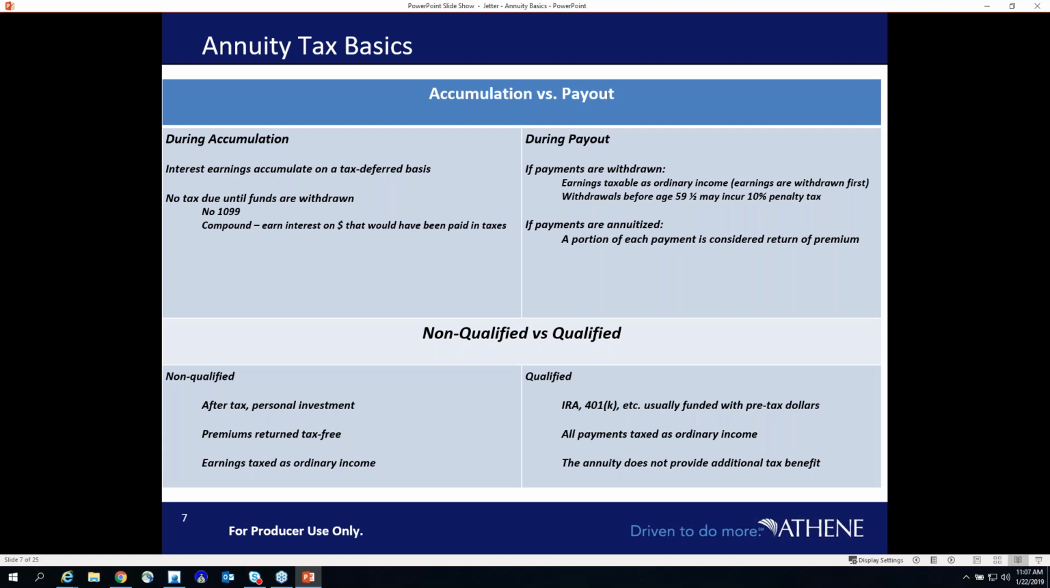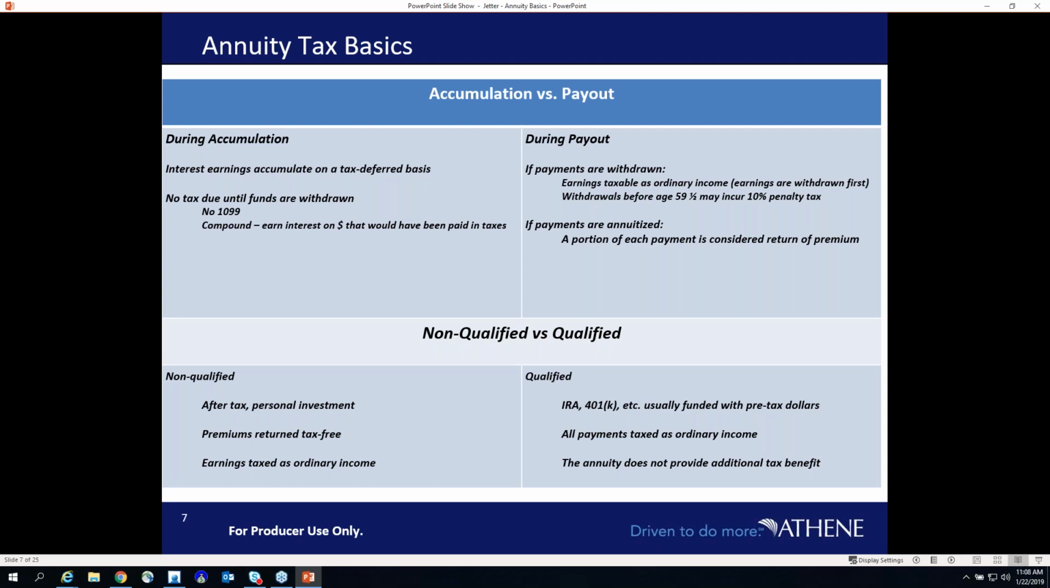So now let's talk a little bit about non-qualified versus qualified. A non-qualified contract is going to be where the client gives you after-tax personal investment money. This is money they've already paid taxes on. The premium is going to be returned tax-free to the client, but any earnings will be taxed as ordinary income in the year that they withdraw the earnings.